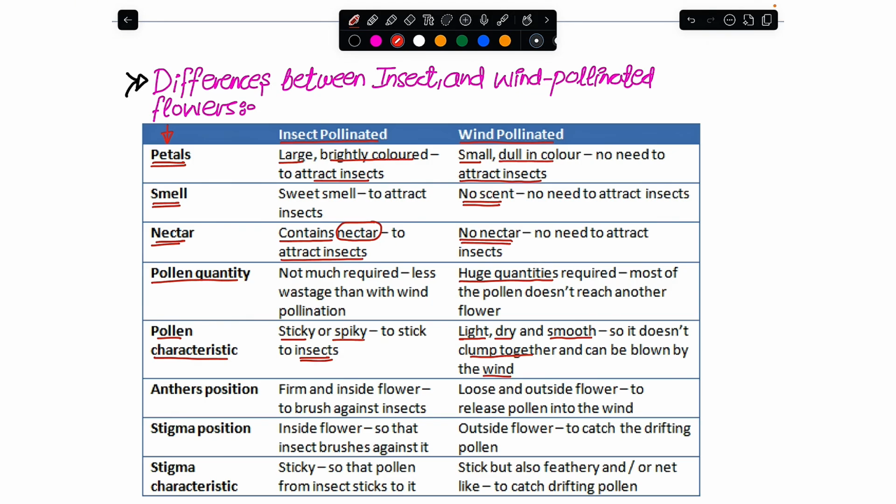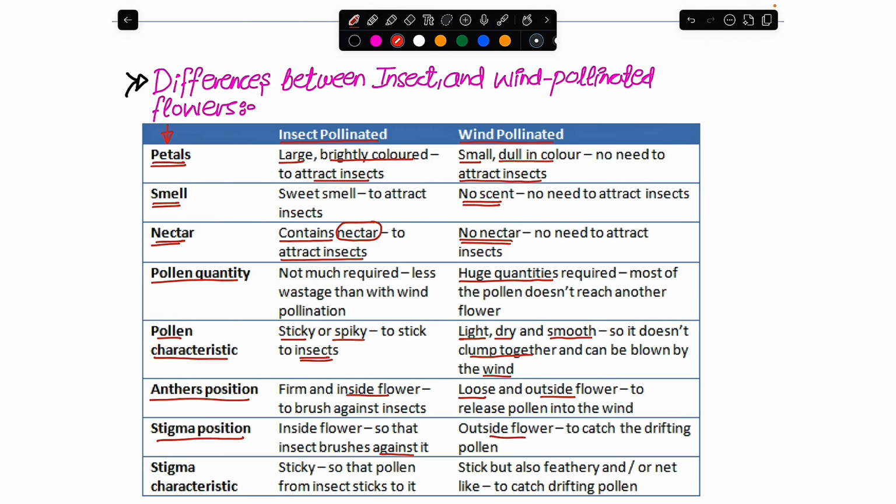For the position of the anthers and the stigmas, for the insect pollinated flower, they would be short and lying inside the flower. So whenever an insect comes toward them, it brushes its body so that the pollen grains can be carried away and at the same time deposited onto the stigma of the flower. For the wind pollinated ones, their anthers, their filaments, and their stigmas are long and pendulous or loose, and they hang out of the flower so that their exposure to the wind is greatly enhanced.